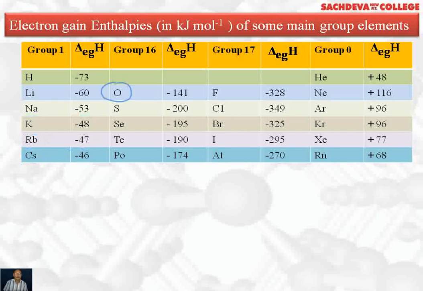Group 16, oxygen is minus 141, sulfur has minus 200, which is higher than oxygen, selenium minus 195, tellurium minus 190, polonium minus 174. Group 17, fluorine has minus 328, chlorine minus 349, bromine minus 325, iodine minus 295, astatine minus 270. Chlorine has highest, otherwise it goes on decreasing down the group.